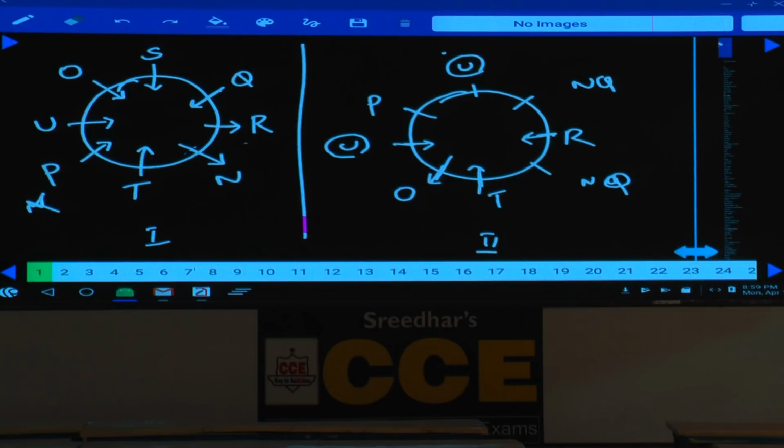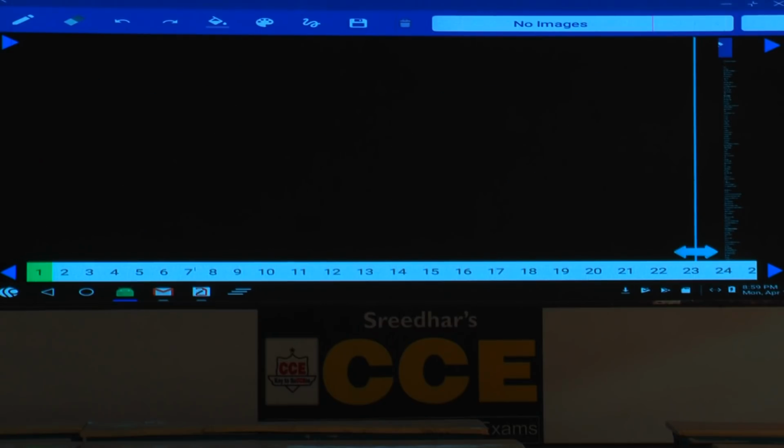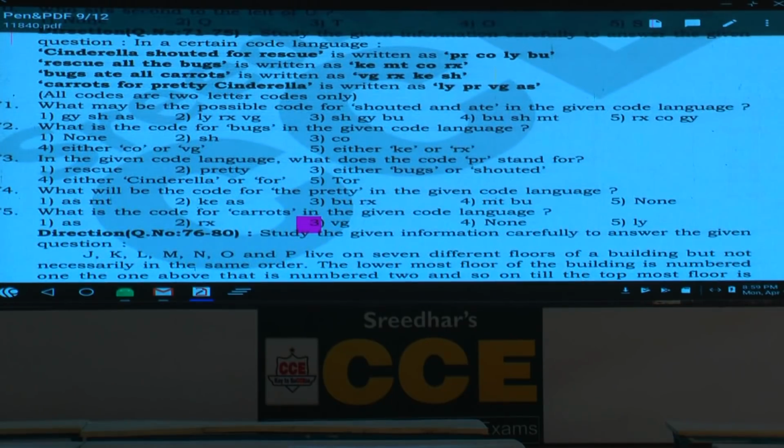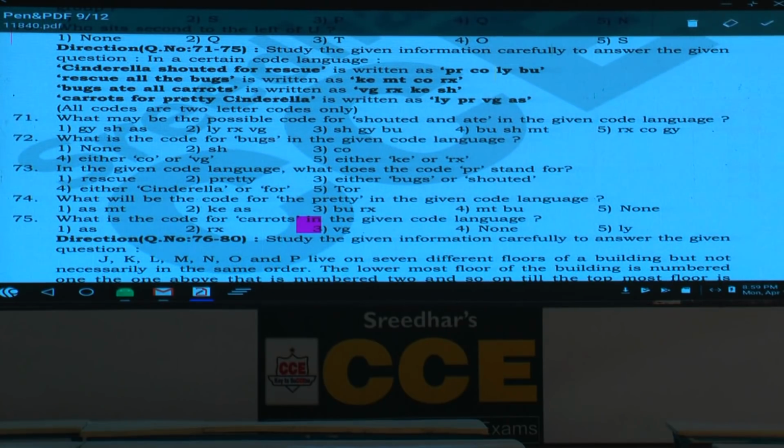Now 71 to 75. In these questions, 71 to 75, these 5 are based on coded inequalities, coding and decoding. In this one, statement 1, Cinderella shouted for rescue, is coded as PR, CO, LY, BU and so on. And in this way 4 statements were given.